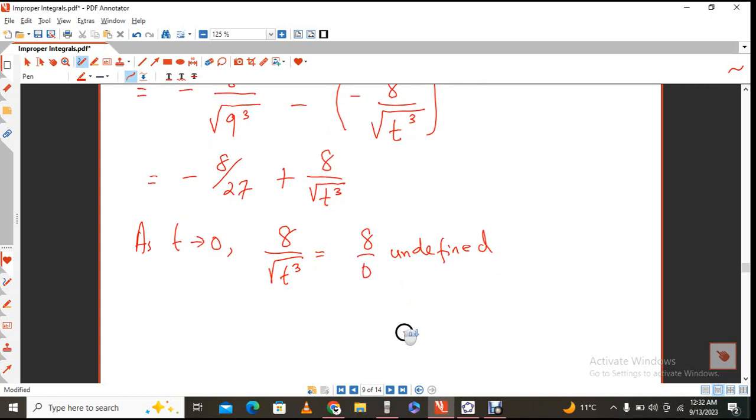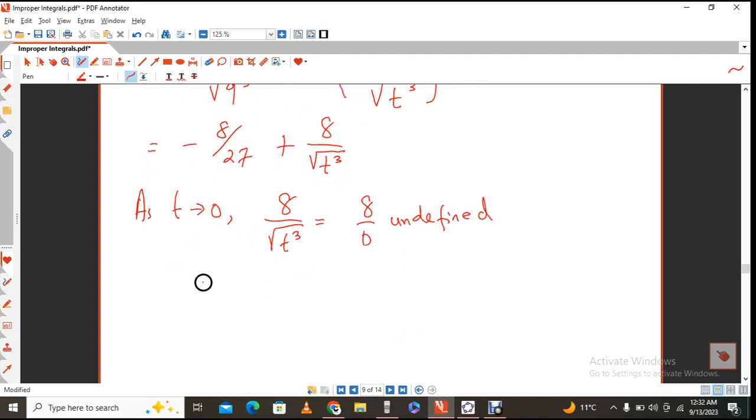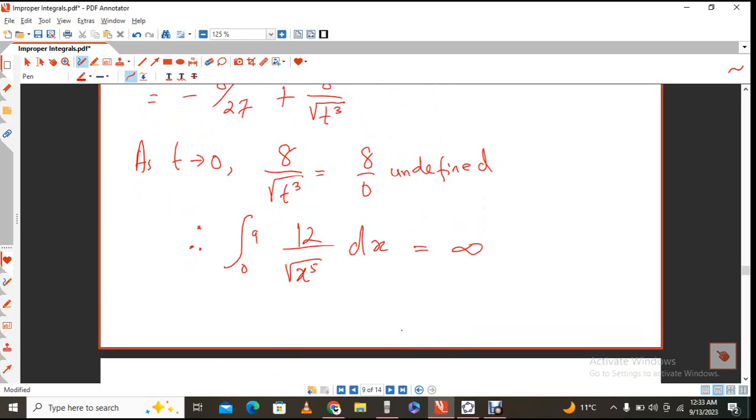So if it's undefined, then you can go ahead and say, wait a minute, the integral from 0 to 9 of 12 over the root of x raised to the power 5 with respect to x is infinite. And because it's infinite, we then say, hence the improper integral is infinite, and therefore it diverges.